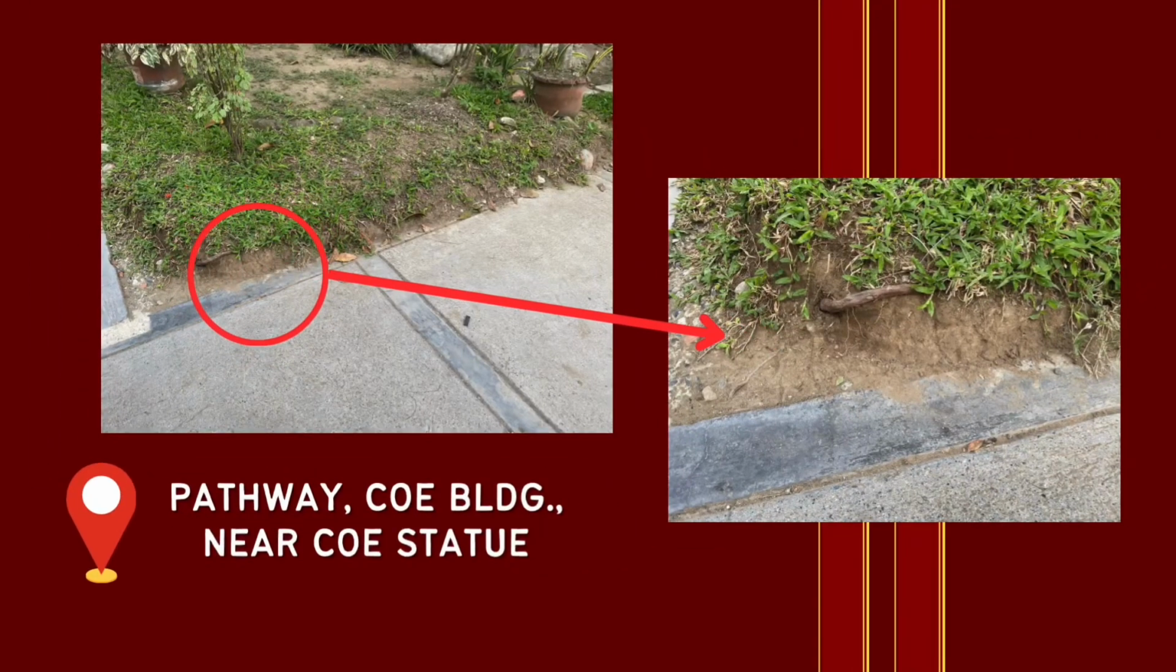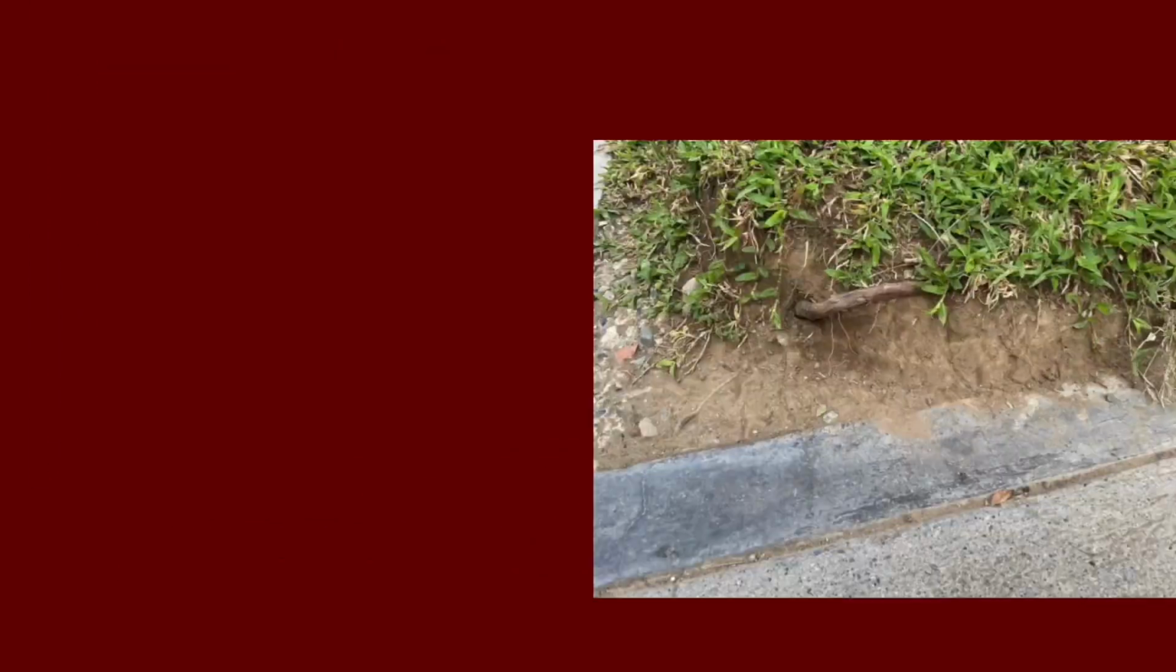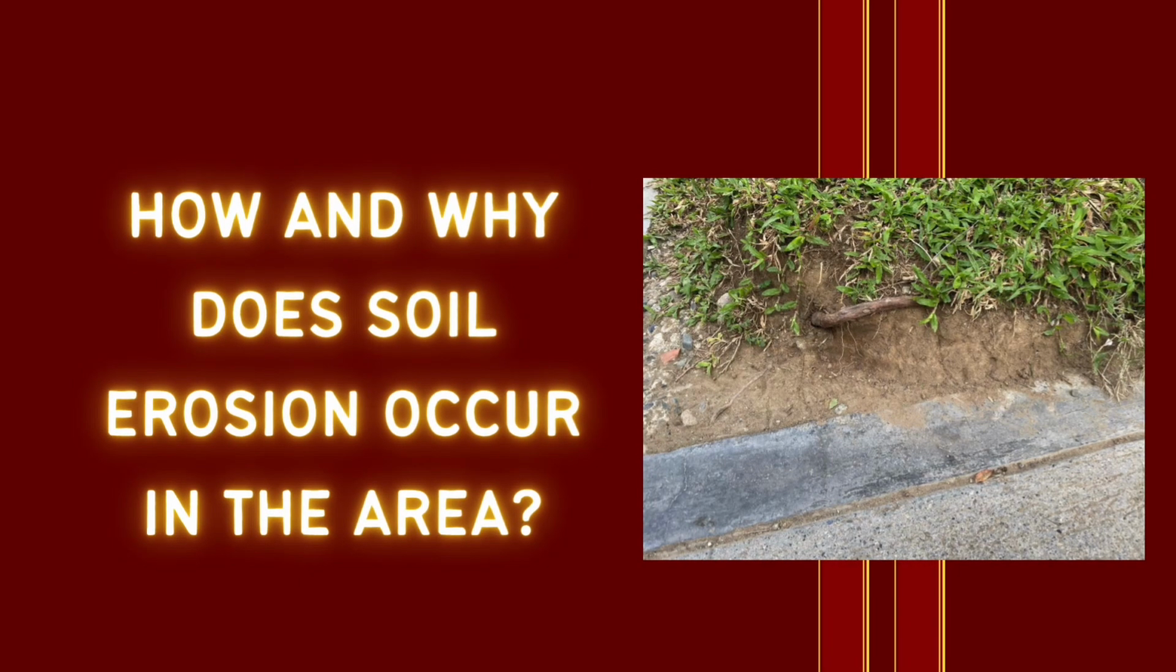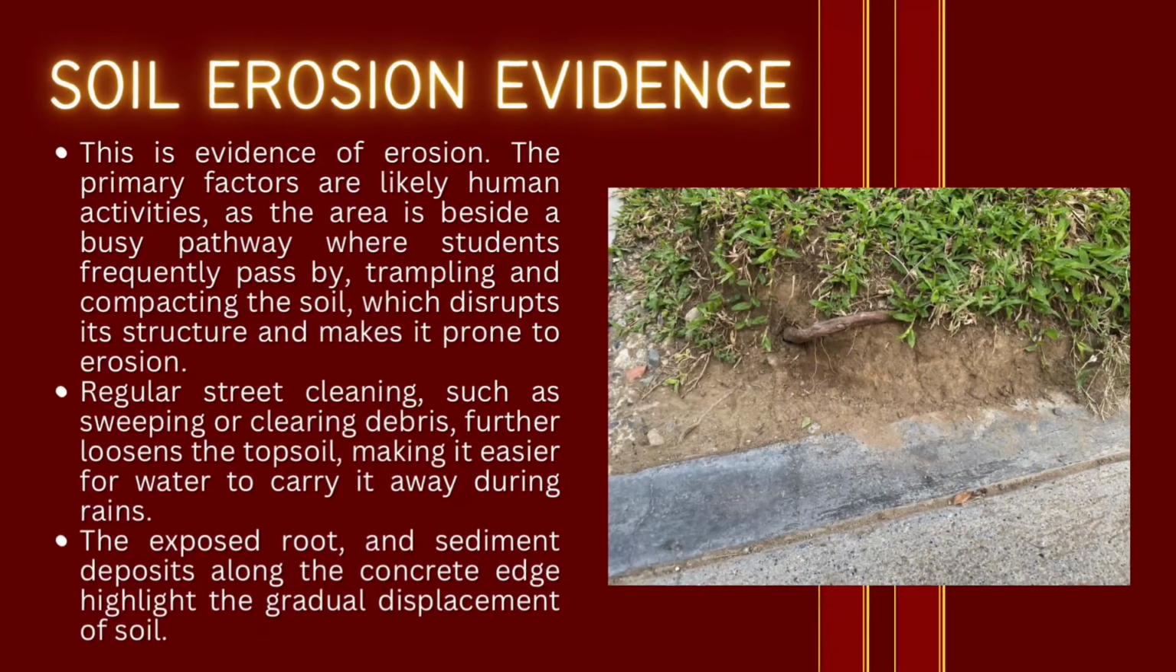Well, this is an evidence of erosion. It will answer the question, how and why does soil erosion occur in the area? The primary factors are likely human activities, as the area is beside a busy pathway where students frequently pass by, trampling and compacting the soil, which disrupts its structure and makes it prone to erosion.